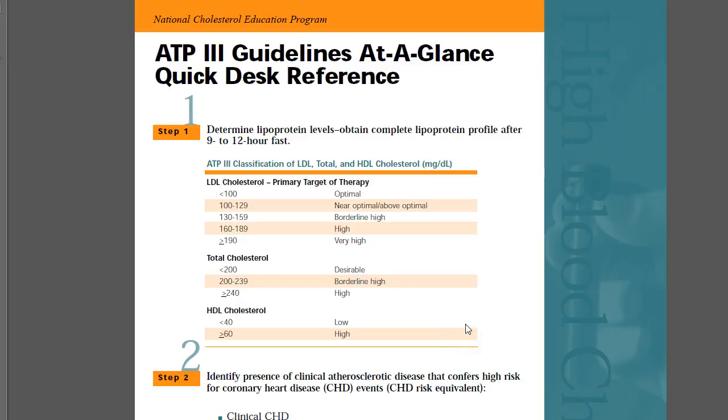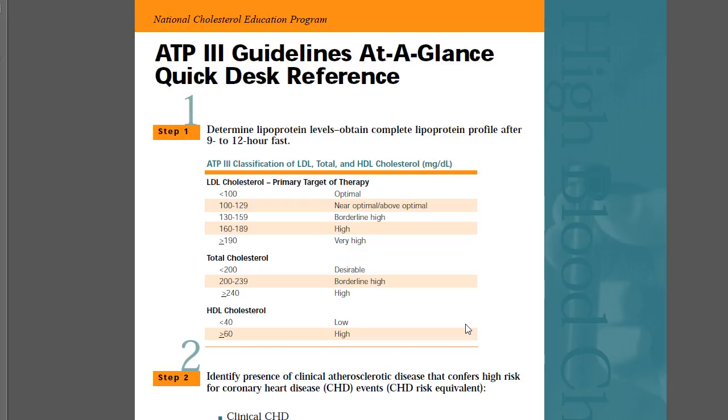As promised, a follow-up to the JNC 8 lecture, this one covering ATP3, which focuses on lipids. Now, the ATP3 guidelines kind of read like stereo instructions, I'll give you that. We'll try to go over some of the highlights here.